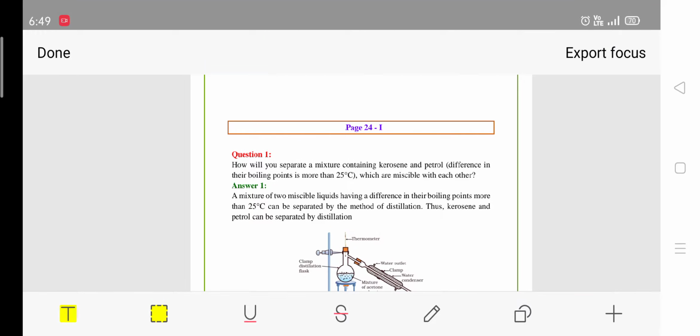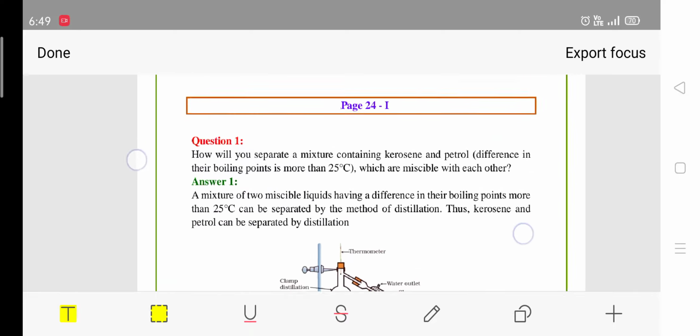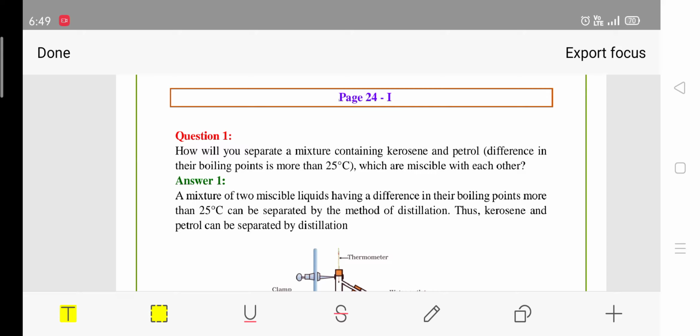Welcome back, students. This is the second part for the third chapter, Solution. Now let's start. Today's first question is, how will you separate a mixture containing kerosene and petrol?